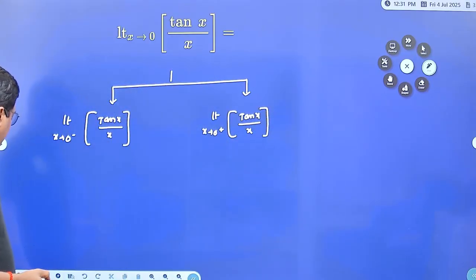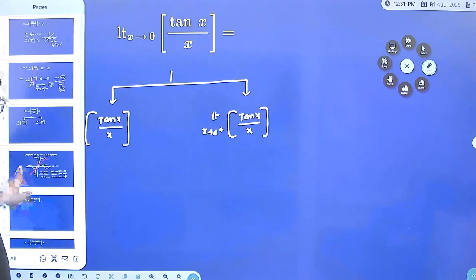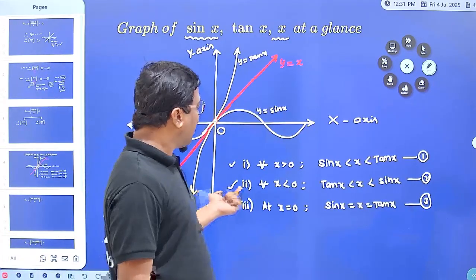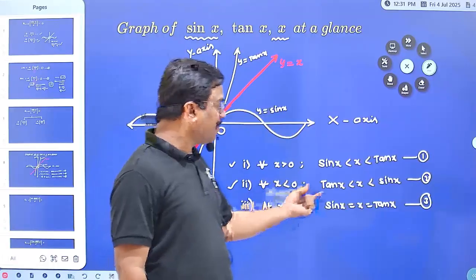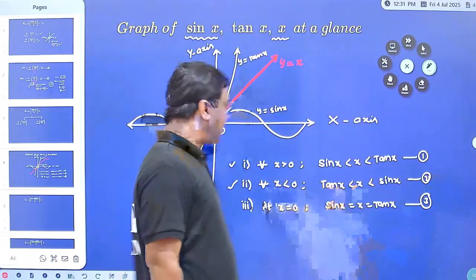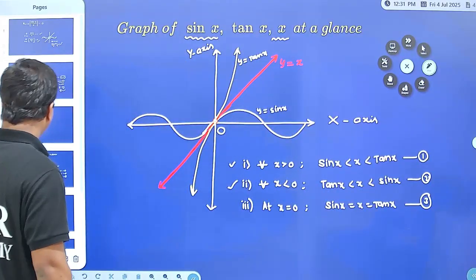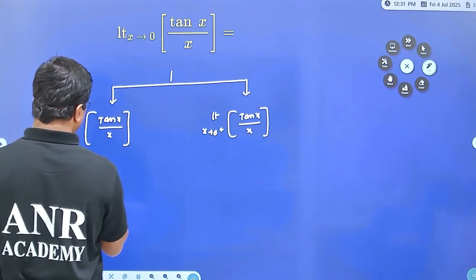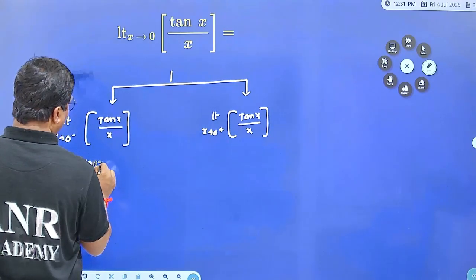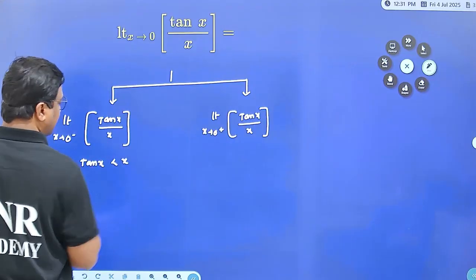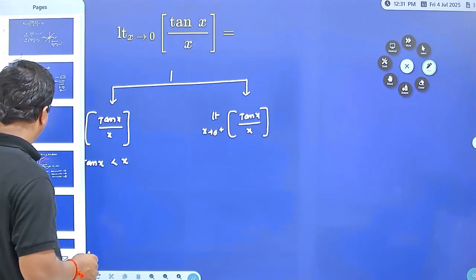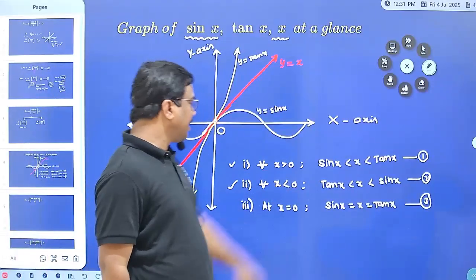Yes, see the figure. What you have is the relation. First, the left hand limit, for all x less than 0. Here the relation is tan x less than x. In this case, clearly the value of tan x is less than x. Next, for all positive values of x, x is less than tan x.